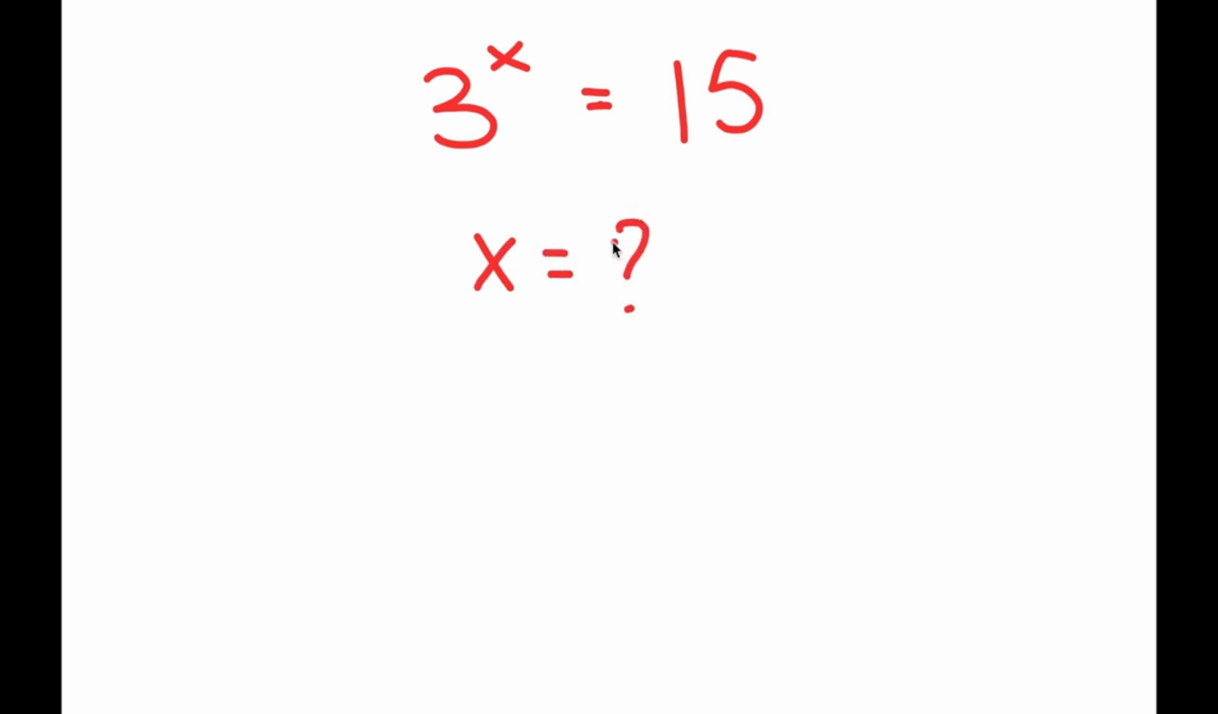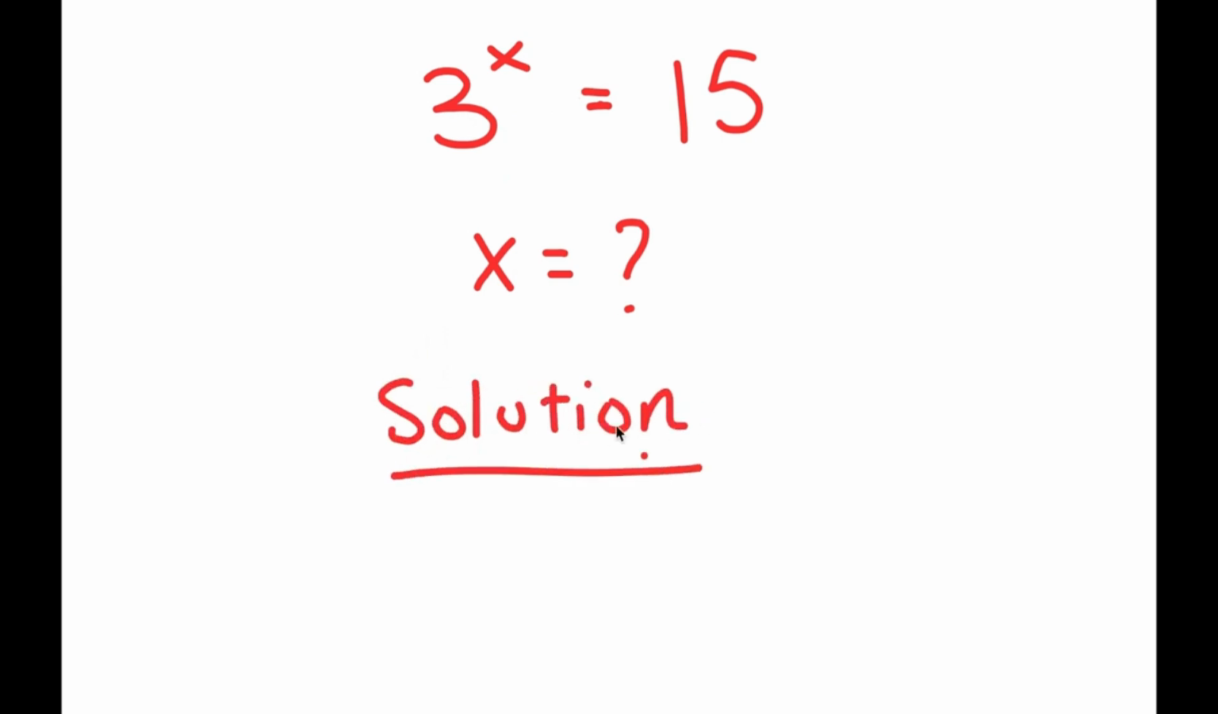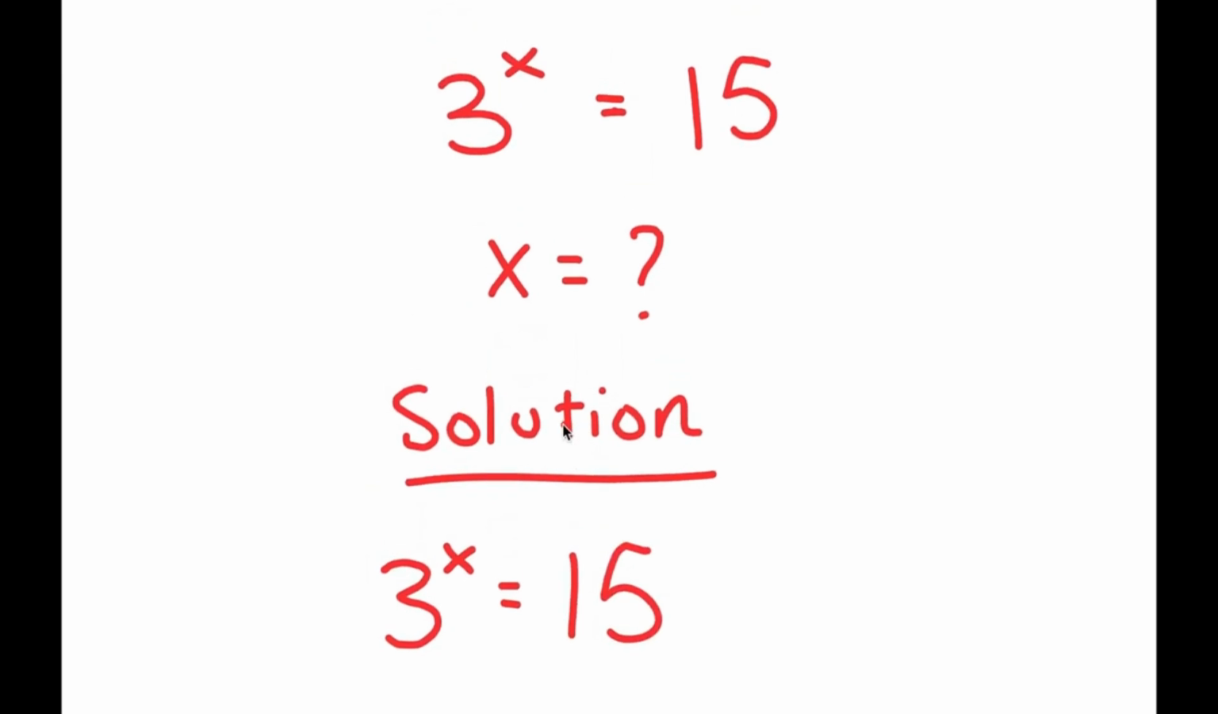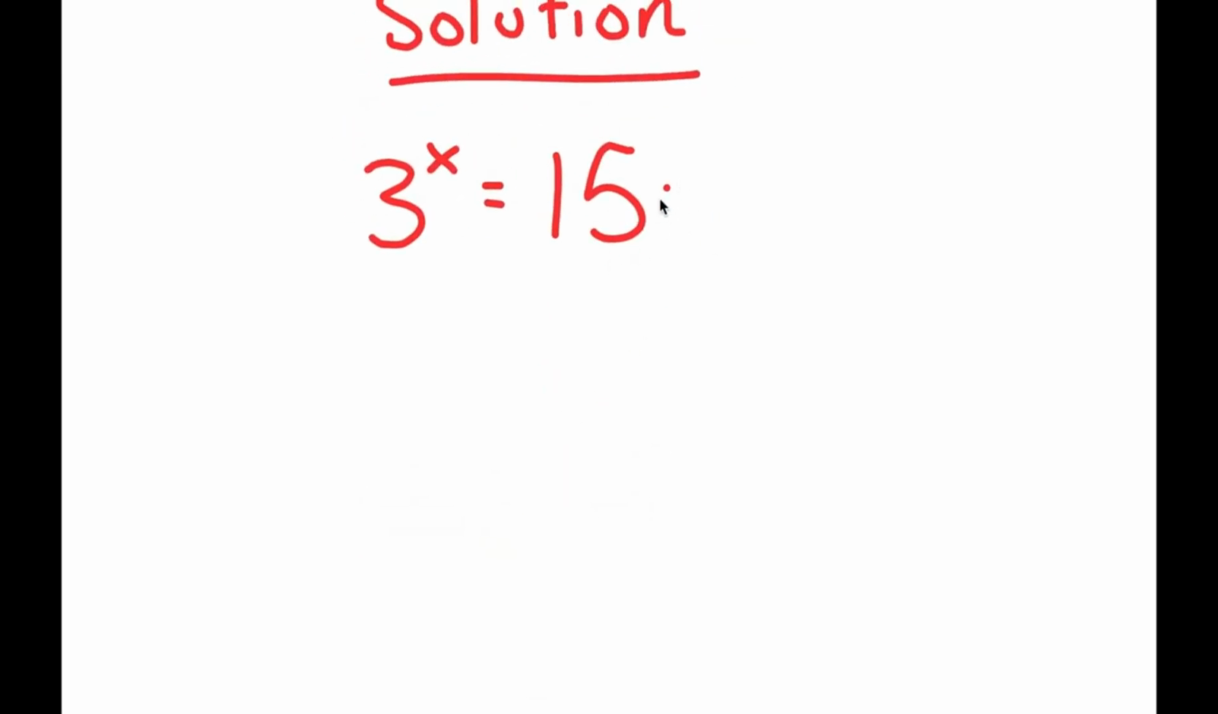Alright, so in this video, I'm going to solve the equation 3 to the power of x is equal to 15. So my only variable in this equation is x, so that's what I'm going to be solving for. And now for my solution. So let me first start by rewriting my equation down here. So 3 to the power of x is equal to 15. And 15, I can rewrite this as 3 times 5.